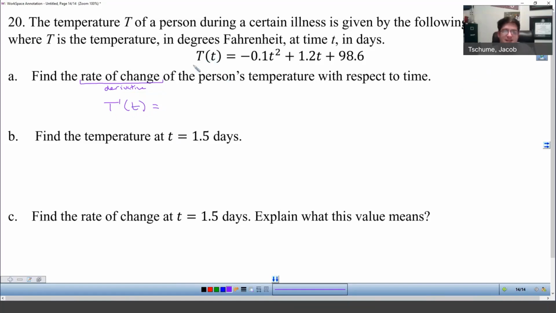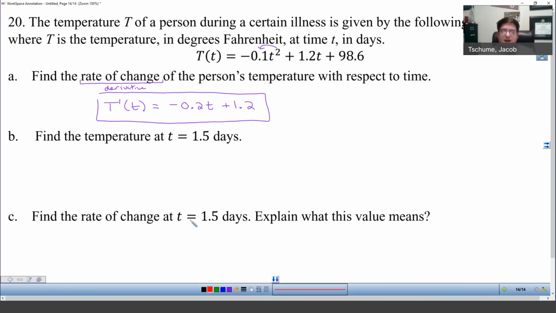So I'm going to find T prime of t by doing my power rule. I'm going to bring the 2 to the front to make that -0.2t, because when you subtract 1 from the power, it's t to the first. The derivative of t, just like x, is just 1. So this just becomes plus 1.2. And the derivative of 98.6 is just 0. So that is the answer to part A. This is your rate of change.